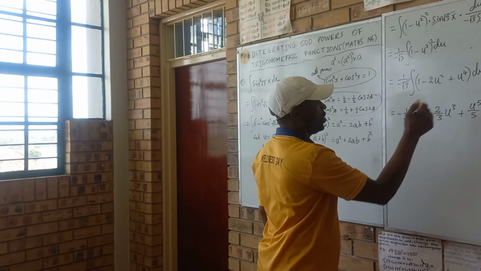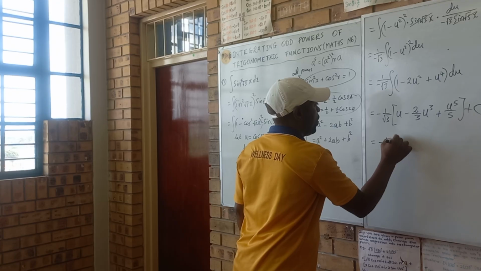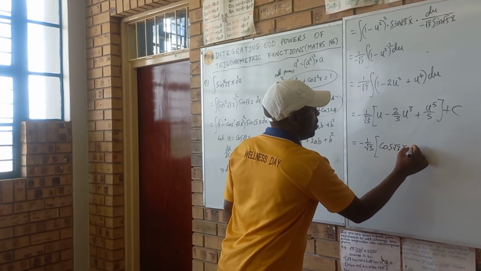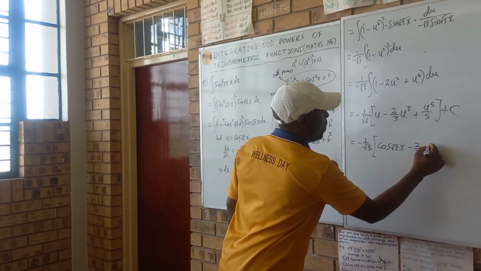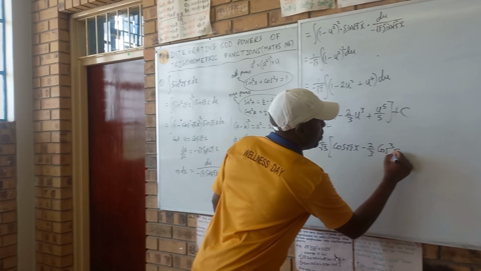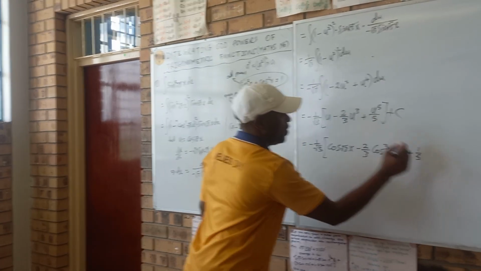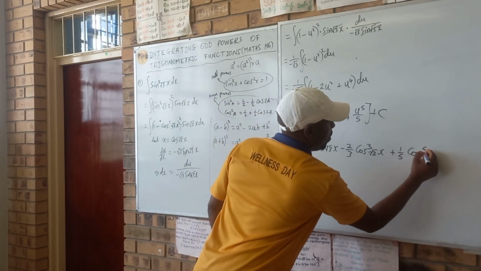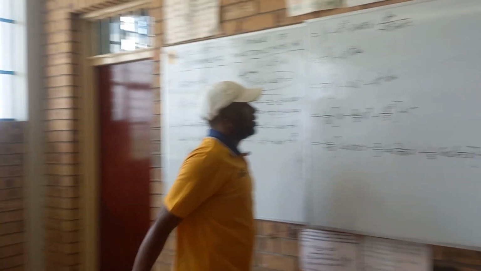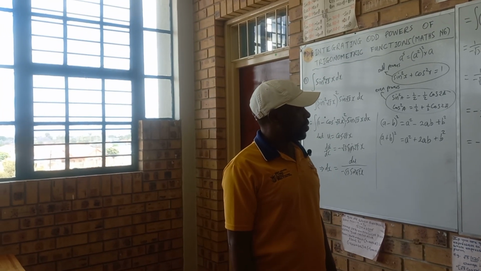So we'll now replace u by the value of u, which is negative 1 over 3 into cos root 3x minus 2 over 3 cos cubed root 3x, then plus 1 over 5 cos to the power 5 root 3x, then plus c. So that is your final answer. If you want to leave it like that, it's okay.